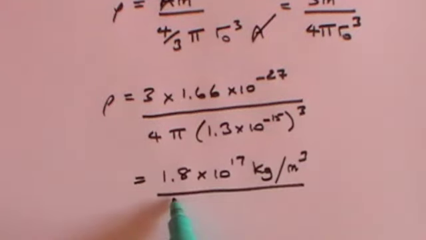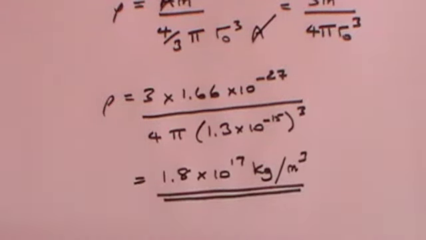10 to the 17 is a massive number. To give you some idea, a teaspoonful of a nucleus, if it was just nuclei, no atoms, just pure nuclei, a teaspoon of pure nuclear material would weigh 500 million tons. So be glad you don't have to spoon nuclei into your coffee.